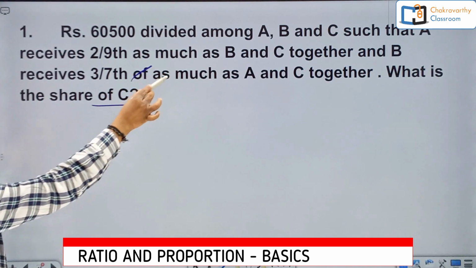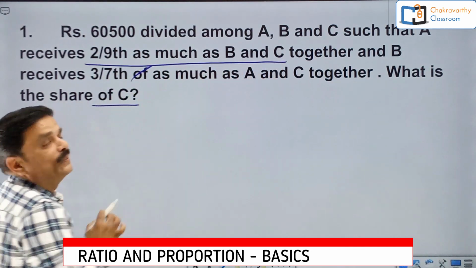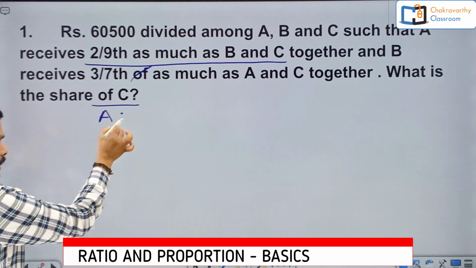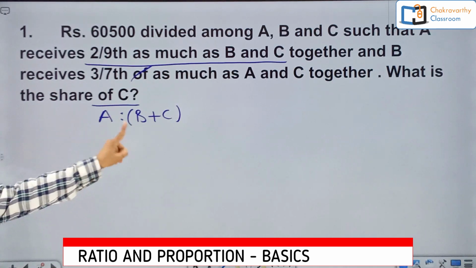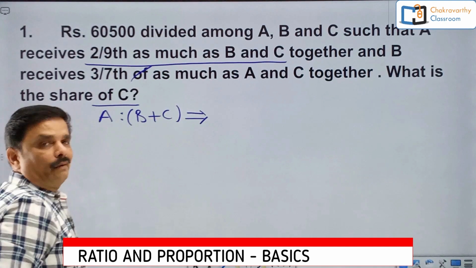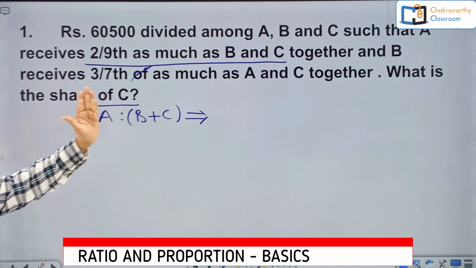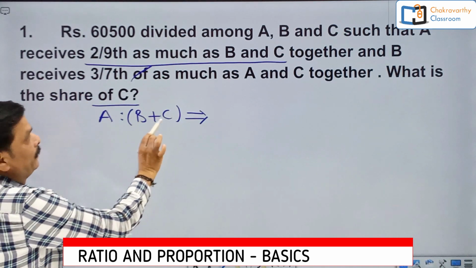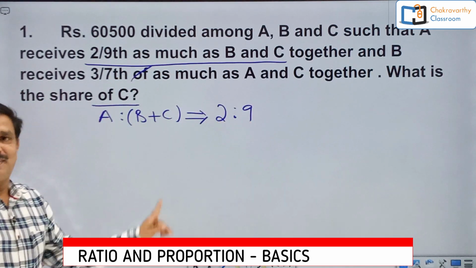Now the comparison is like this. A receives 2/9 as much as B and C together. That means the comparison is between A and B plus C. What's the ratio, you tell me? You can tell it directly, isn't it? In the basic classes I have told you, when A receives 2/9 as much as B and C together gets, it means the ratio between A and B plus C is 2:9 only, isn't it? I think I need not explain this one.